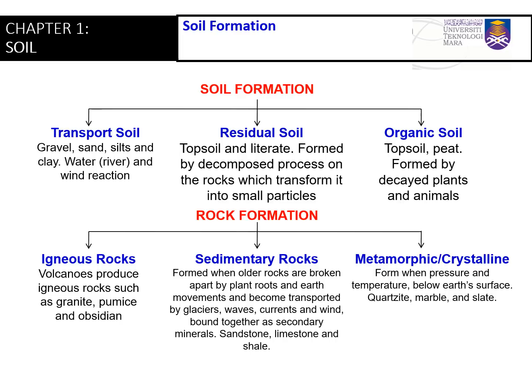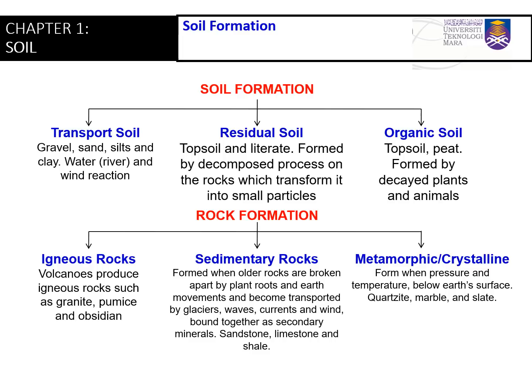That means the soil has been transported by the river, and normally they will use dredging to increase the depth of the river. Residual soil is where the soil is formed by the decomposition of rocks, which transforms them into smaller particles. And organic soil is formed by decayed plants and animals. It will form back into soil, and it's normally rich in minerals.